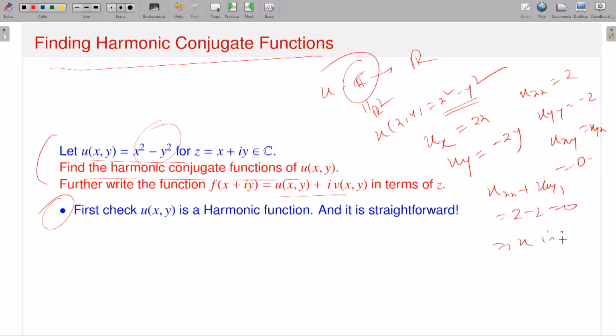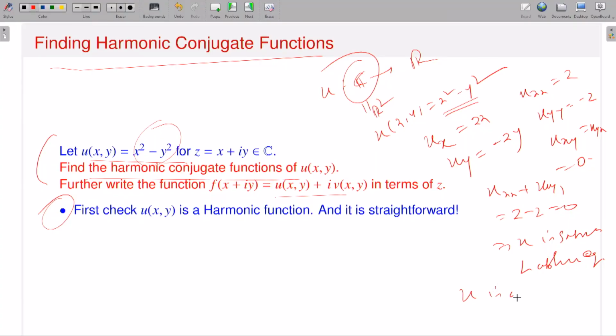That means u satisfies the Laplace equation. So your function is very nice: all the second order partial derivatives exist and they satisfy the Laplace equation. Therefore, by the definition, yes, u is a harmonic function. That is the first step. What is your domain? The domain is full C, and C is a nice domain, right? So by the earlier theorem, it will have a harmonic conjugate. And then what will be the expression of v?